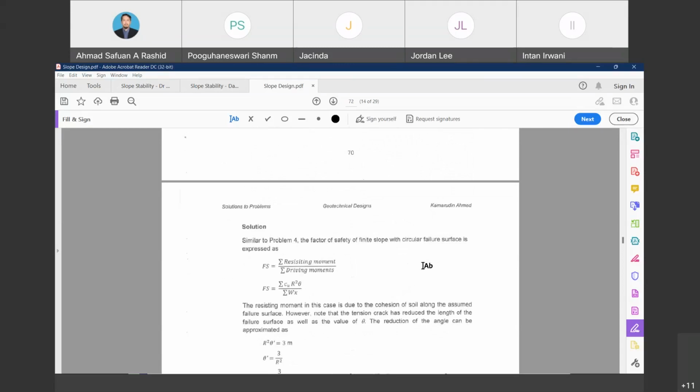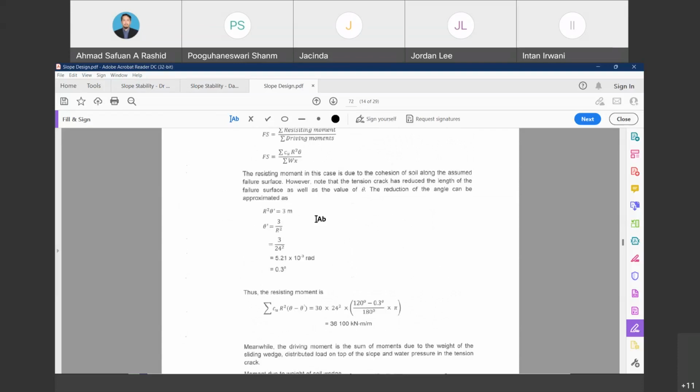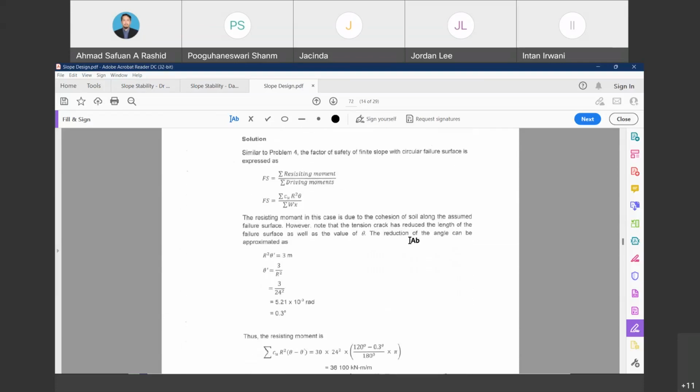So, resisting moment, driving moment. In order to determine the angle from the toe to the end of the tension crack, we may use this kind of approach. Actually this is Rθ, not R squared θ. I will give this example later on, and I will amend this error. So Rθ equals 3.